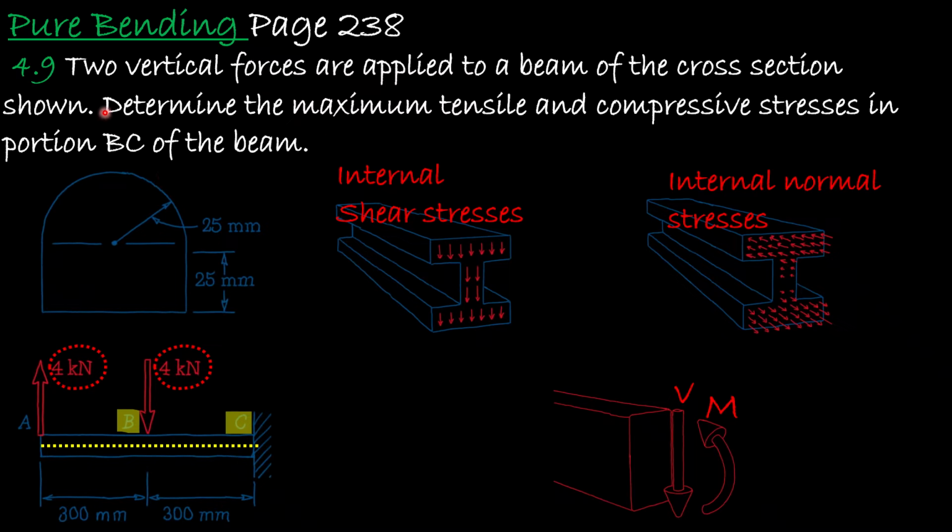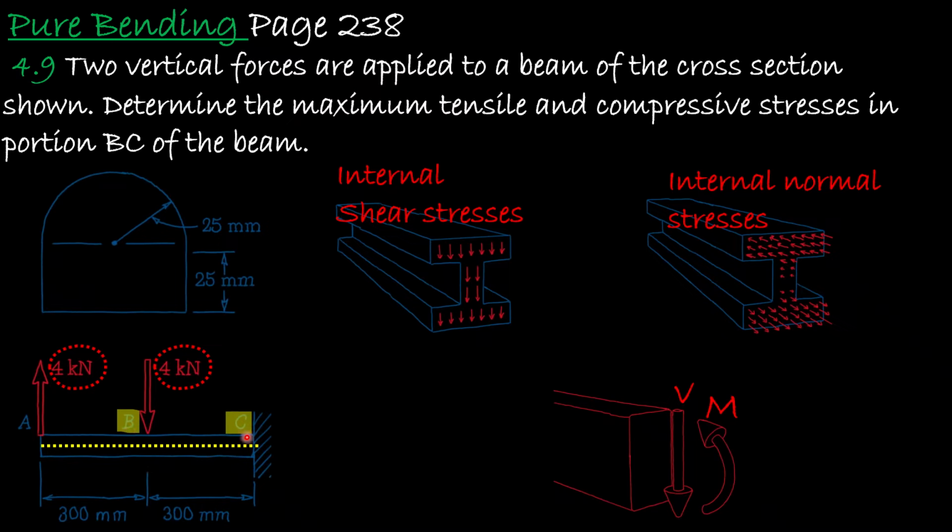Hi, in this problem we have two vertical forces, these two 4 kilonewton vertical forces applied to a beam of the cross section shown, which is this one right here. This is a composite shape cross section. The bottom part is square and the top part is half a circle, or a semicircle. We are asked to determine the maximum tensile and compressive stresses in the portion BC of the beam.